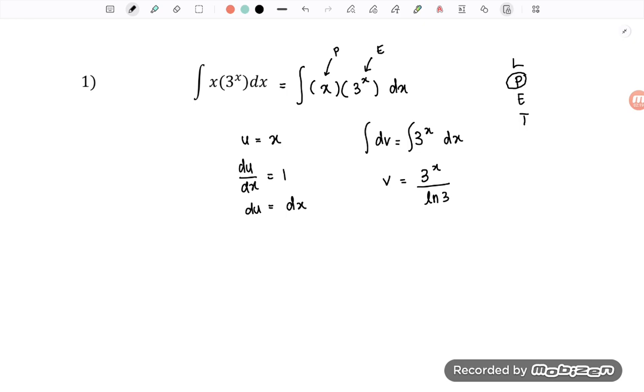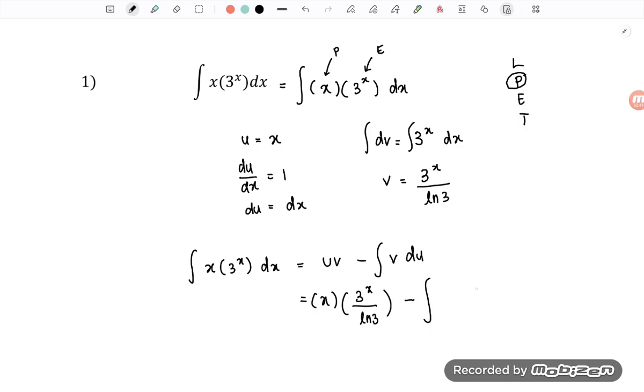So the next step is to substitute into the formula. The formula for this integral is equal to uv minus the integral of v du. So we need to replace: u is x, v is 3 to the power of x over ln 3, minus the integral of v, which is 3 to the power of x over ln 3, and du is dx.